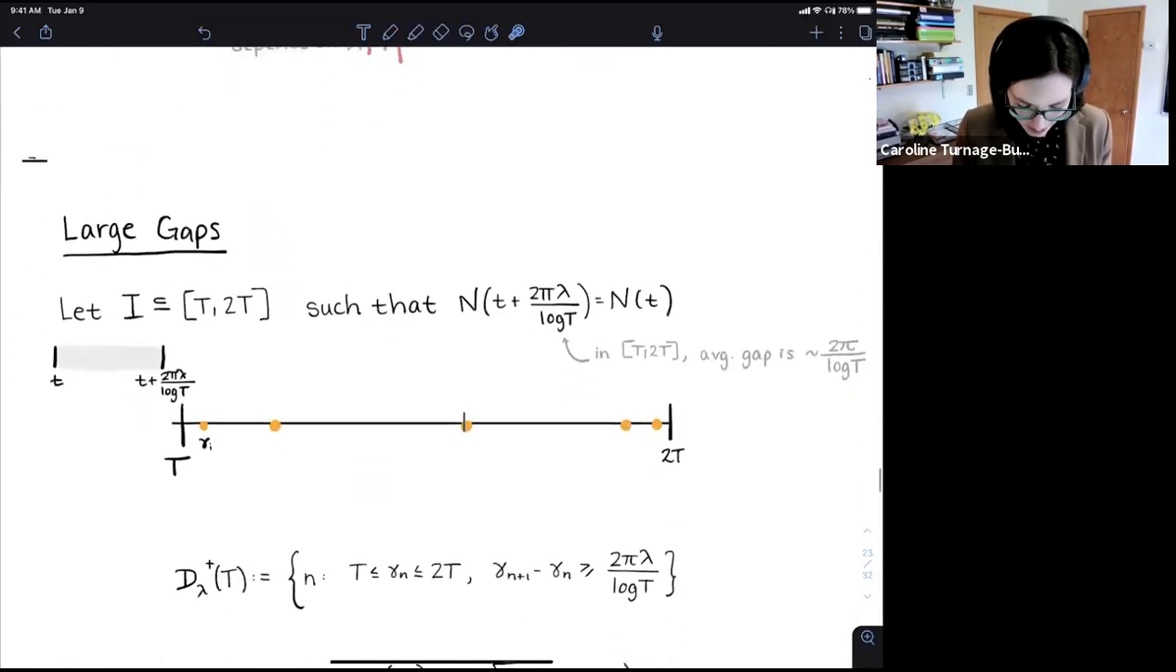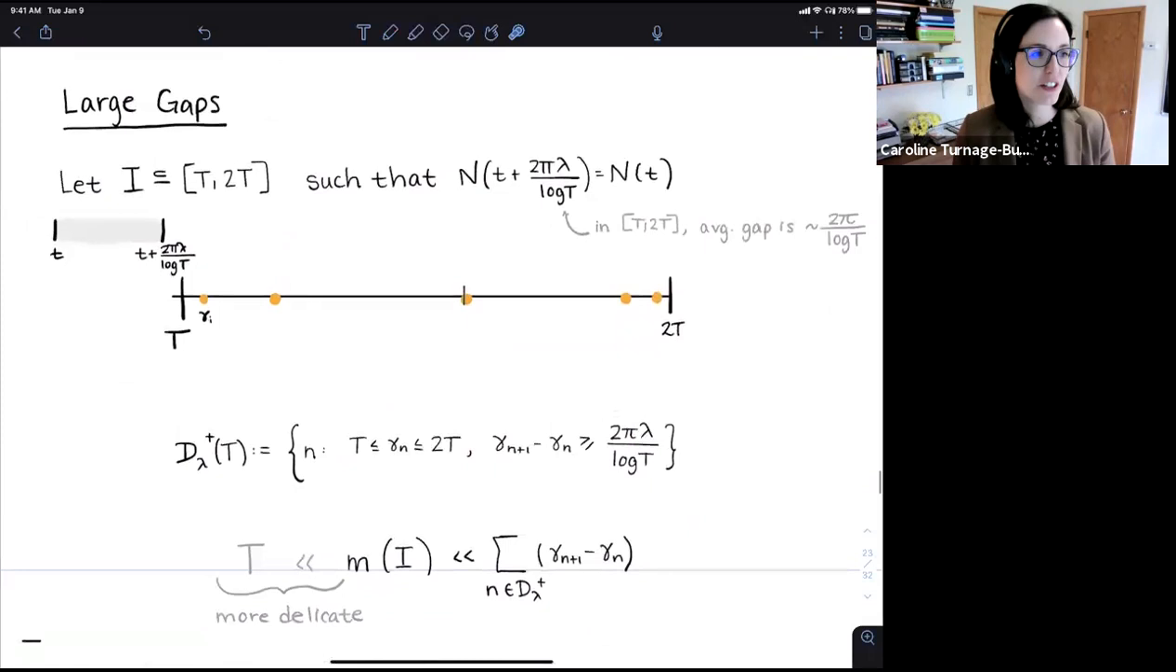Okay, so let me show you how this works. What you do is you say, I want an interval between T and 2T that doesn't have any zeros. So let me say this precisely: N of T, the number of zeros up to T, is exactly the same as N of T plus 2 pi lambda over log T.